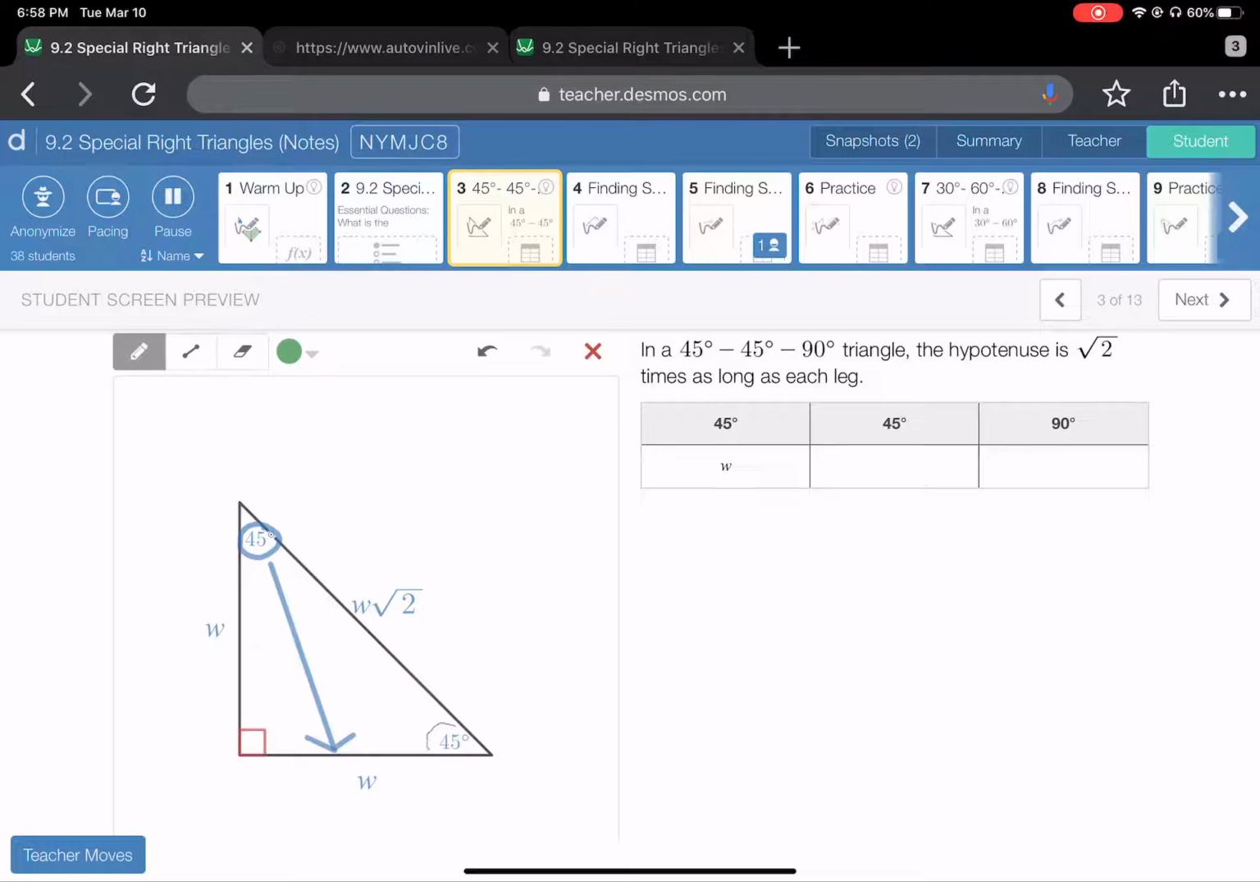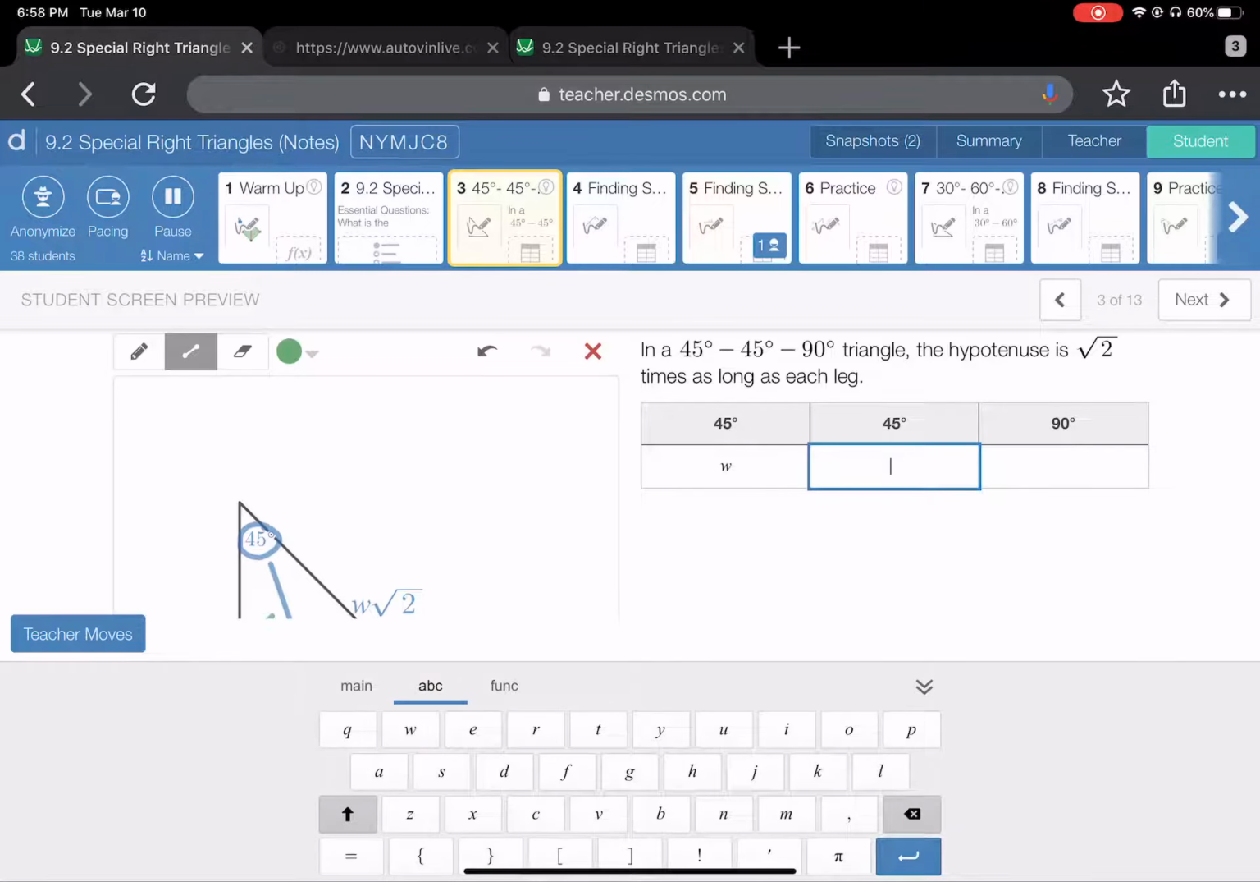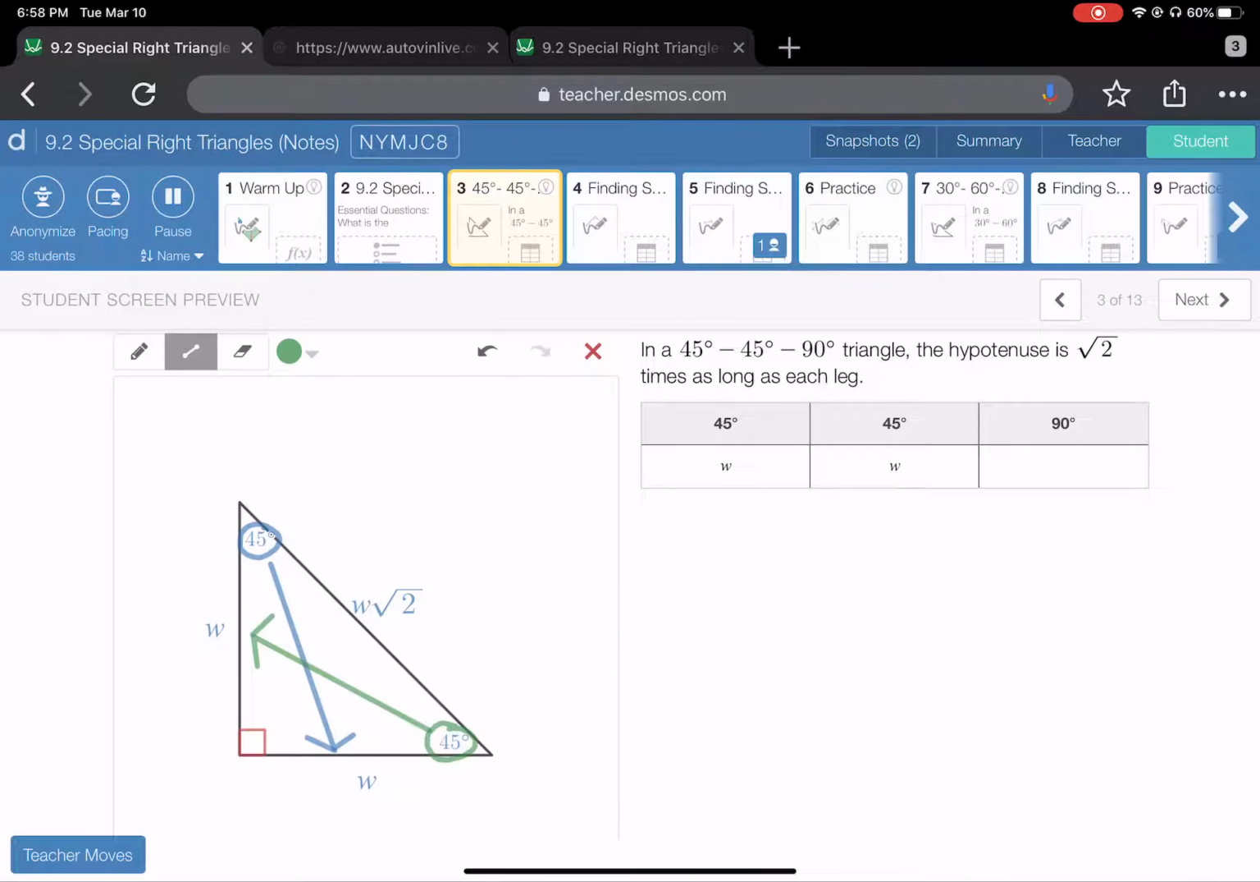Also, we have another 45-degree angle that we are also going to label by the side that's directly across from it, which in this case is also W. Now this makes sense because here we have what is called an isosceles triangle. We have a triangle that contains two congruent sides, and we know that these two sides are congruent because they both have the same length of W. In addition, we have two angles that are congruent to each other.